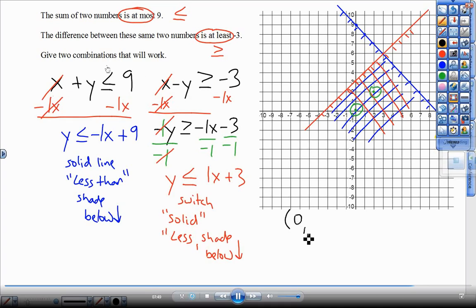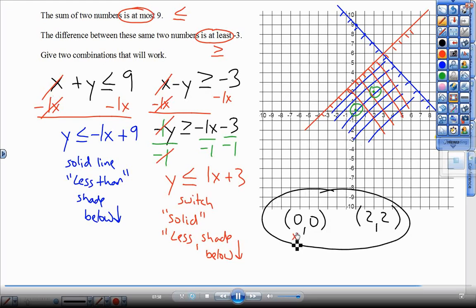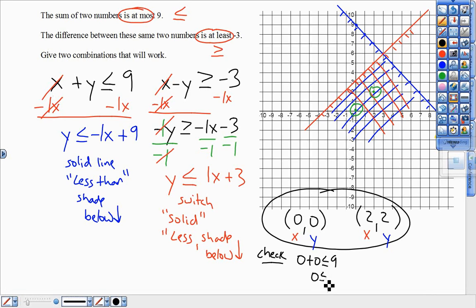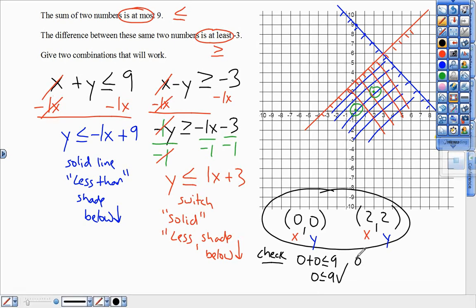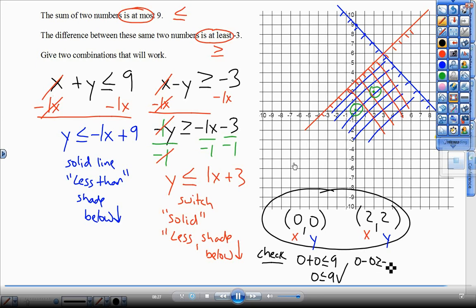So my two combinations: 0, 0 will both add up and be less than 9, and subtract and be more than or equal to -3, and 2, 2. To check it, I'm just going to plug them in to both inequalities to see that these coordinates will satisfy both. So check, plug in 0 for x, 0 for y, gives me 0 plus 0 less than or equal to 9. That is true. When I plug 0 into the second inequality, I get 0 minus 0 greater than or equal to -3, and that is a true statement. 0 is more than -3.